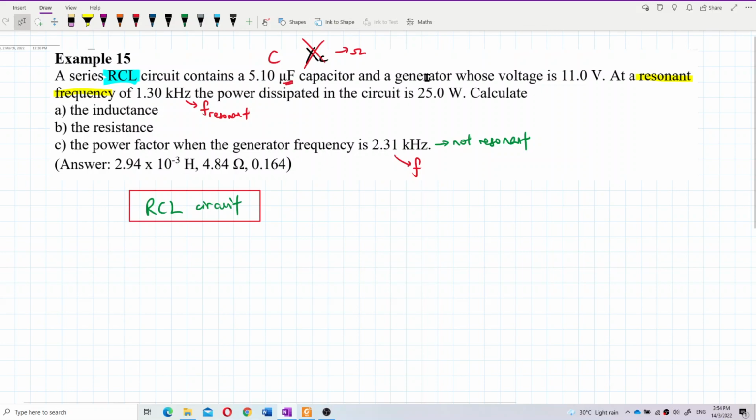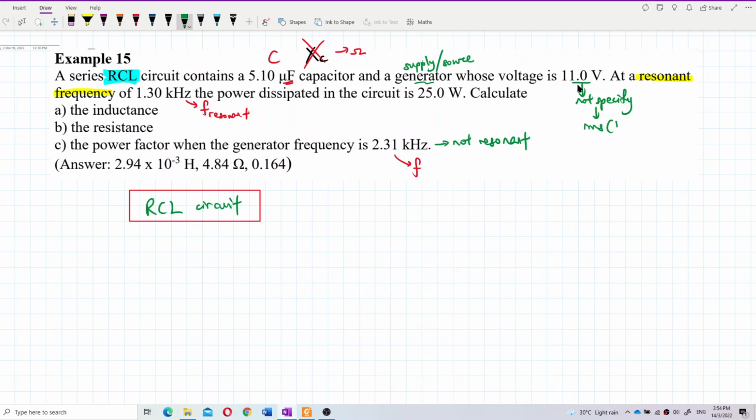You have the capacitor already, and this generator, you can say, is the supply or the source of voltage. Generator means supply or source. Then he gives the voltage. This is the voltage for the supply, or the source. What voltage is this, the peak voltage or the root mean square voltage? Again, this one is not specified. Not specified means it is the root mean square default value.